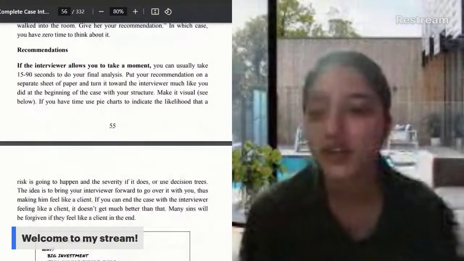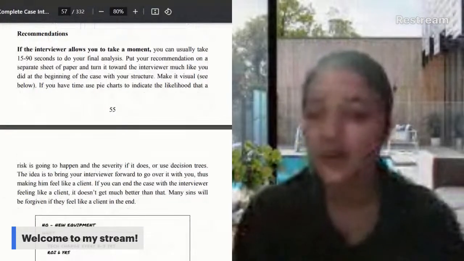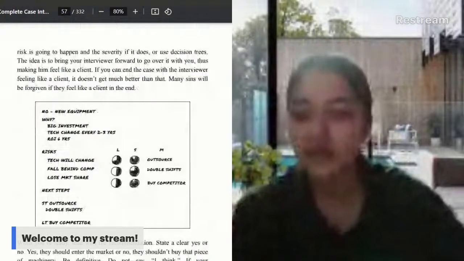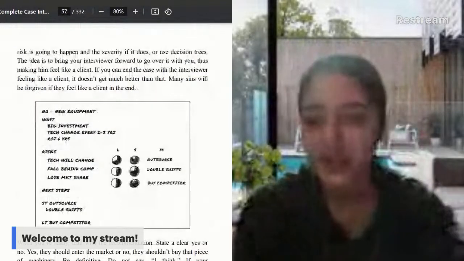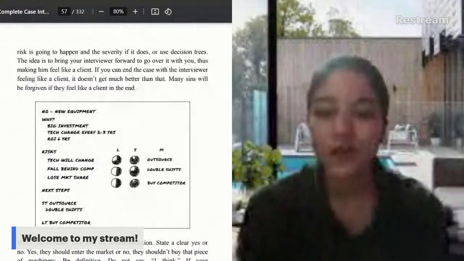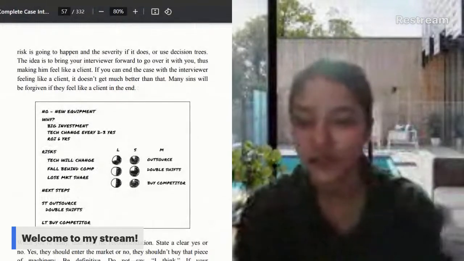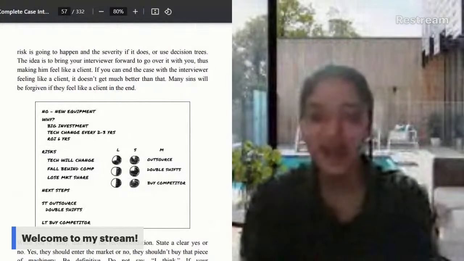Make it visual, see below. If you have time, use pie charts to indicate the likelihood that a risk is going to happen and the severity if it does, or use decision trees. The idea is to bring your interviewer forward to go over it with you, thus making them feel like a client. If you can end the case with the interviewer feeling like a client, it doesn't get much better than that. Many sins will be forgiven if they feel like a client in their head.